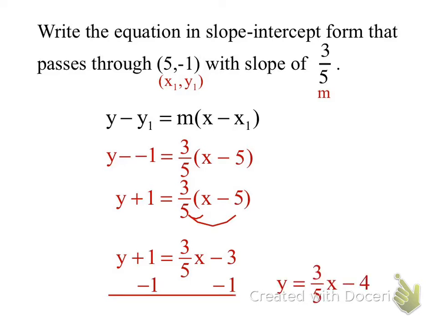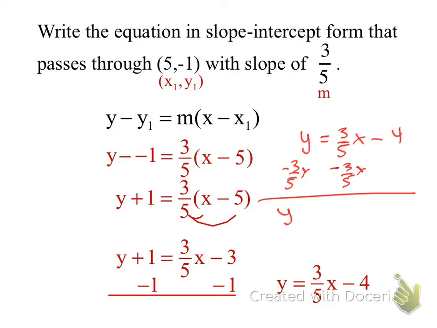Okay, stop. If I want to convert that to standard form, y equals 3/5 x minus 4. What do I have to do to get it to standard form, Oliver? Multiply all terms by 5. I like to usually move it first. Minus 3/5 x, right? I'm going to do negative 3/5 x plus y equals negative 4.